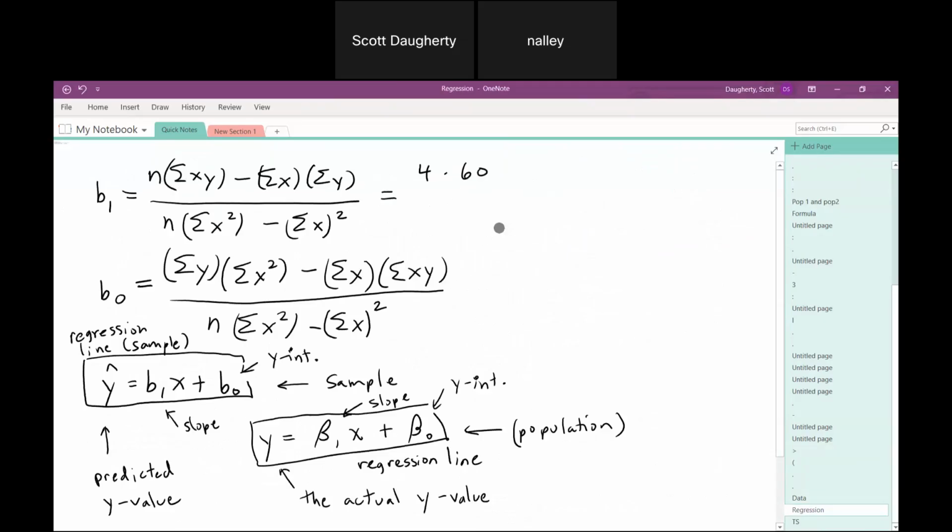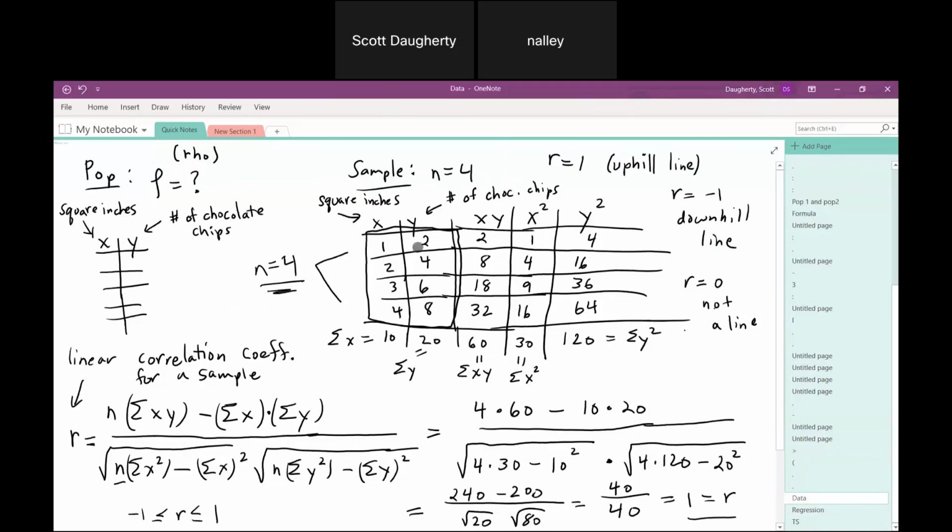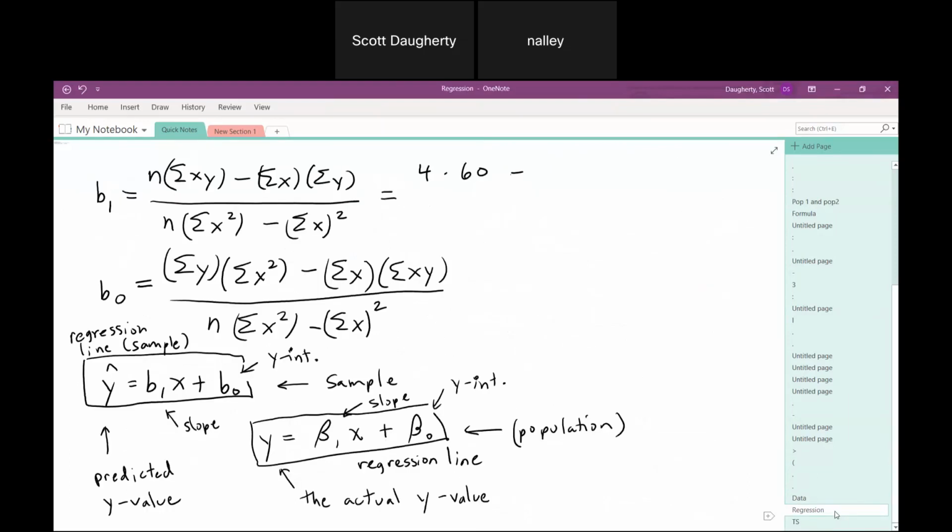So we got 4 times 60 minus the sum of the x's times the sum of the y's. So when you add up the x values here, this column adds up to 10. So that's the sum of the x's. And then when you add up this column, it adds up to 20. So that's the sum of the y's. So you're going to get 10 times 20 for that second part. And then again, notice that the sample size is 4, right? So n was 4. Okay, so n was 4, this was 60, and then this was 10, and that was 20. Okay, again, the sample size is 4.